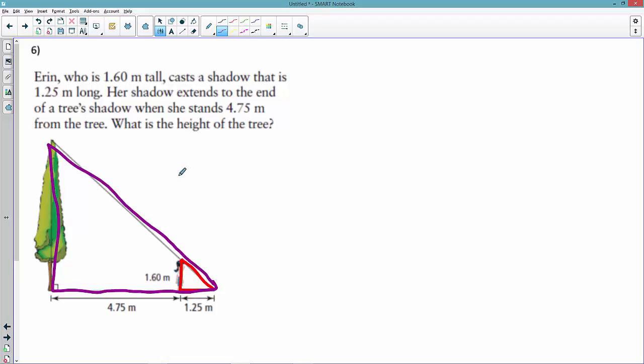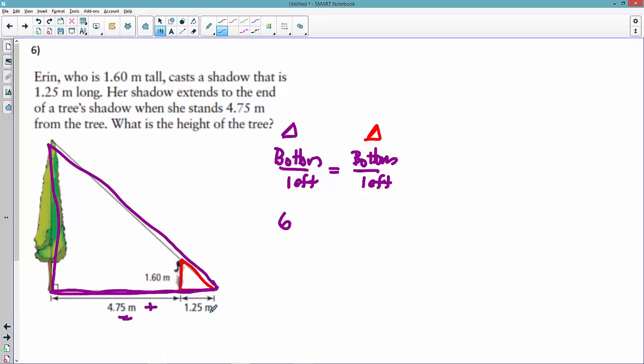And we can do proportion, right? So we're going to do any side to any side, of course, but we'll do bottom to left side equals bottom to left side of a different triangle. So this is the red triangle. Okay, and this is the purple triangle, the big triangle. So that's the large triangle. And all right, so for the large triangle, the bottom is all of this, all of that. That's the bottom of the purple triangle. So you have to add those two up. So this is 6. Okay, 4.75 plus 1.25 is 6.